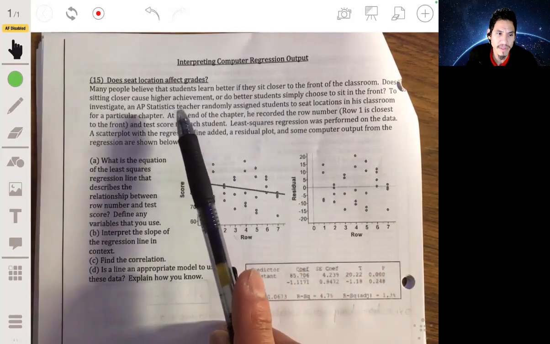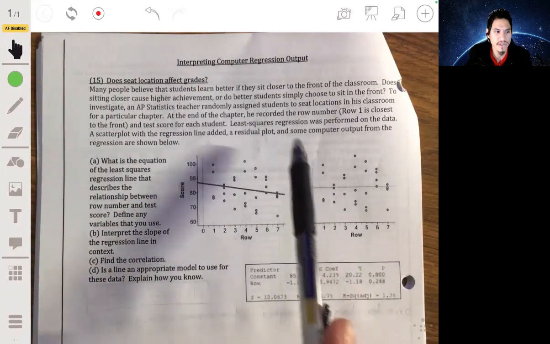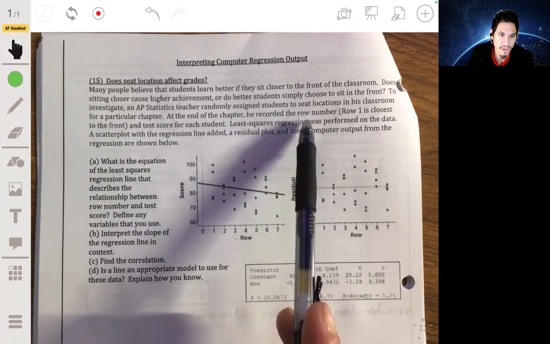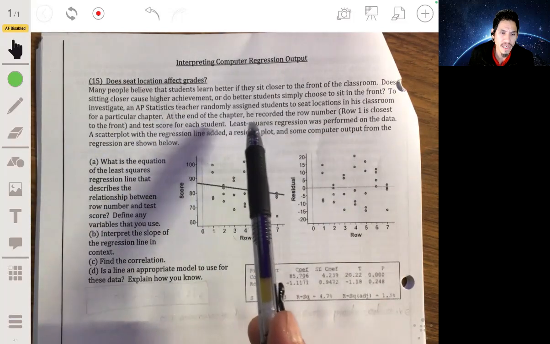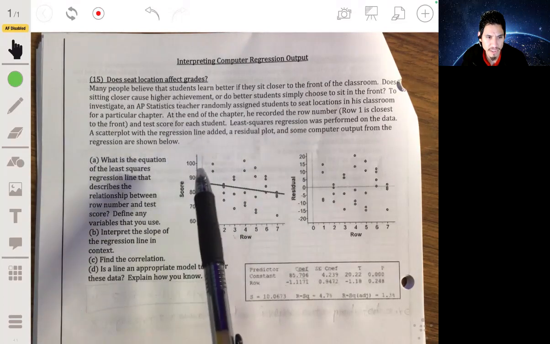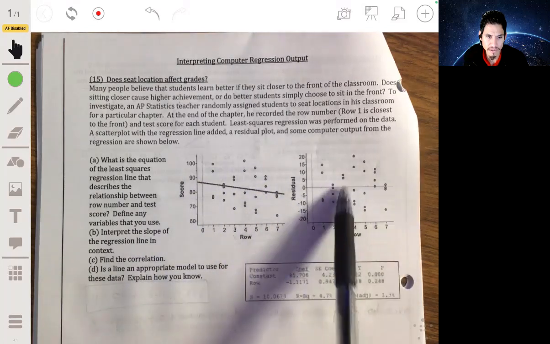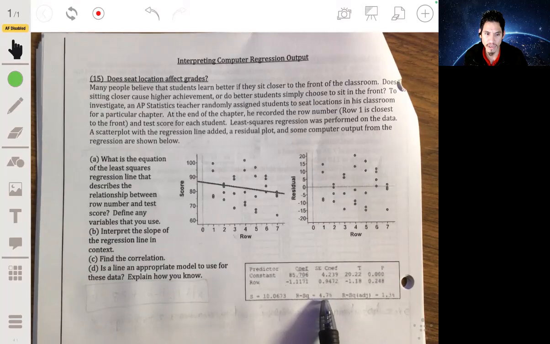So to investigate, an AP Stats teacher randomly assigned students to seat locations in his classroom for a particular chapter. At the end of the chapter, he recorded the row number, where row one is closest to the front, and the test score for each student. Least squares regression was performed on the data. A scatter plot with the regression line was added, shown here. The residual plot was also added, and some computer output from the regression is shown below.